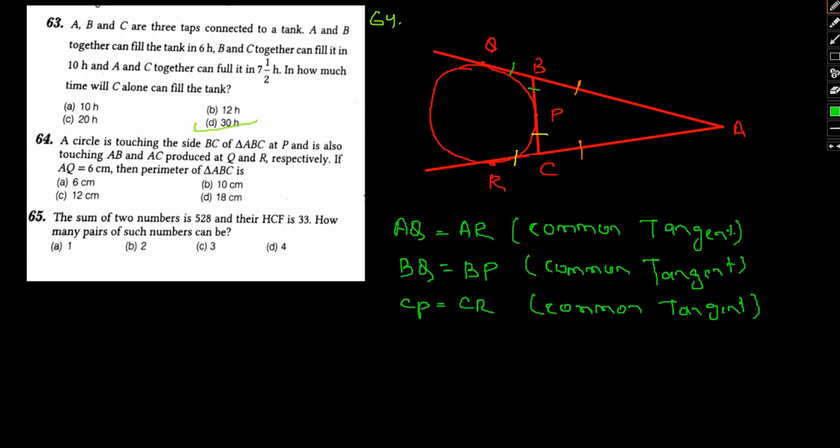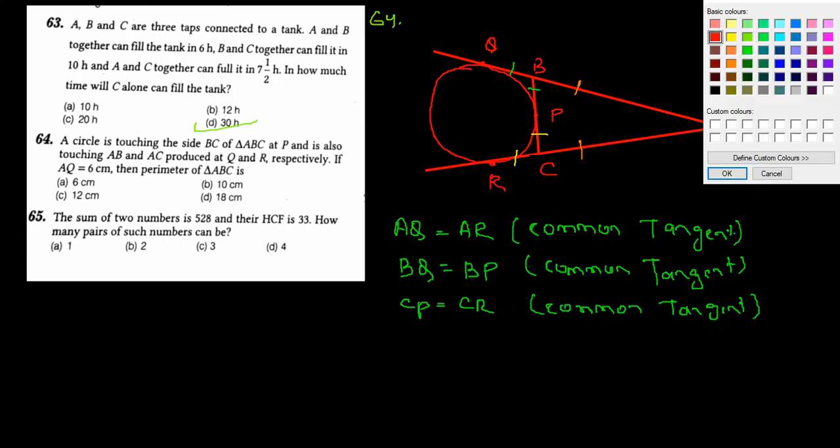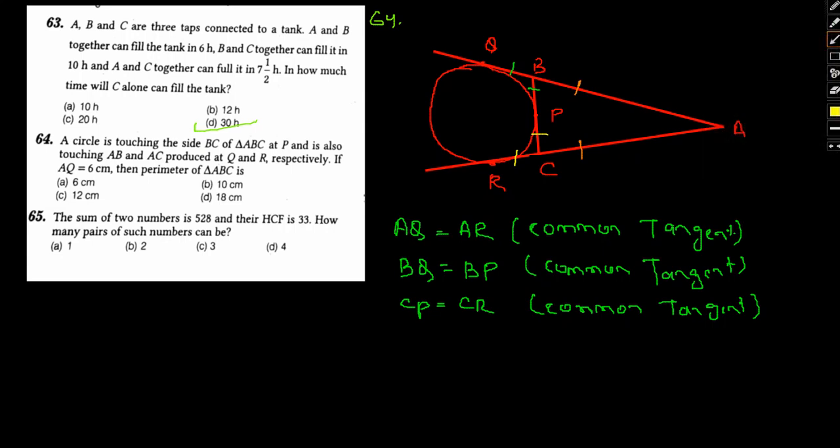Common tangent. Okay, so what else is given? Given AQ is 6. Okay, this entire thing AQ, hang on, AQ is given as 6. Okay, so therefore AR will also be 6. AR will also be 6.